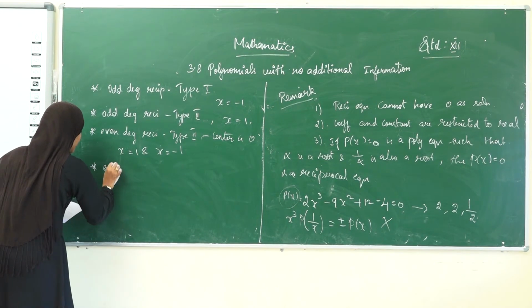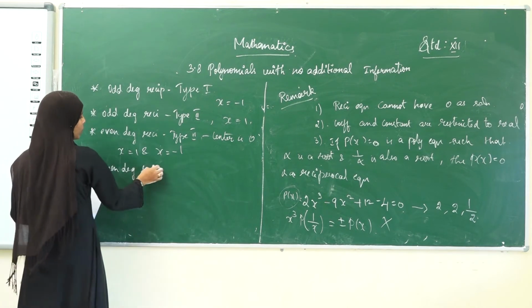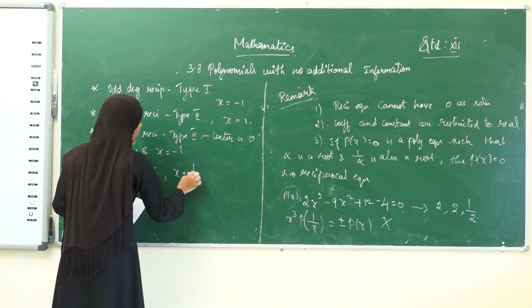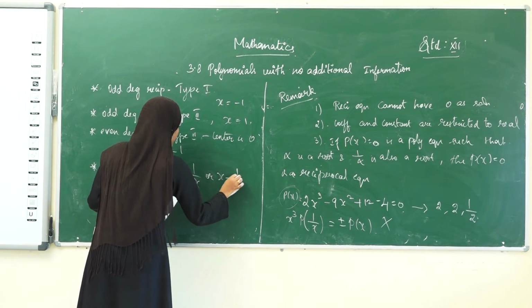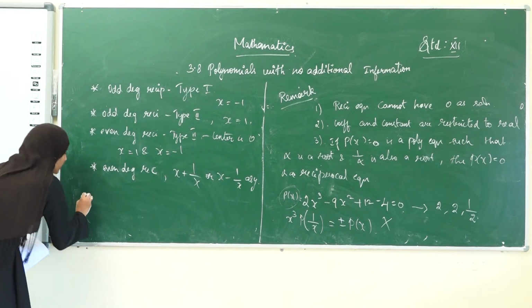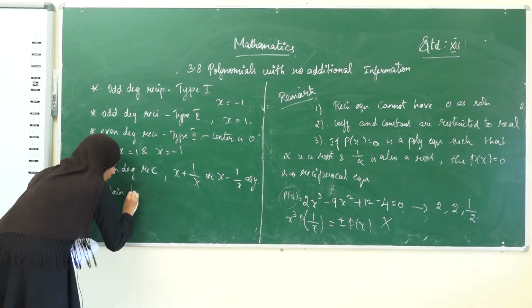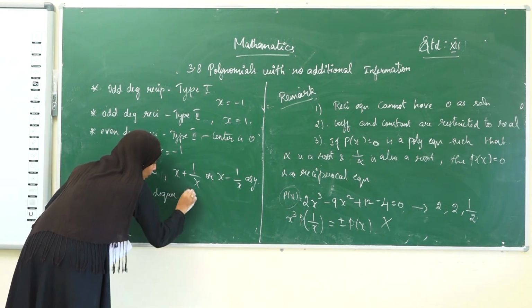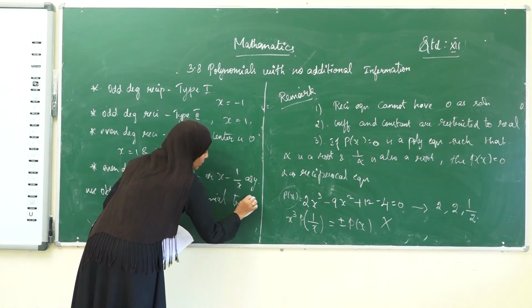When it is an even degree reciprocal equation, what we can do is substitute x plus 1 by x or x minus 1 by x as y. Then what we obtain is a half degree polynomial equation to the given polynomial.